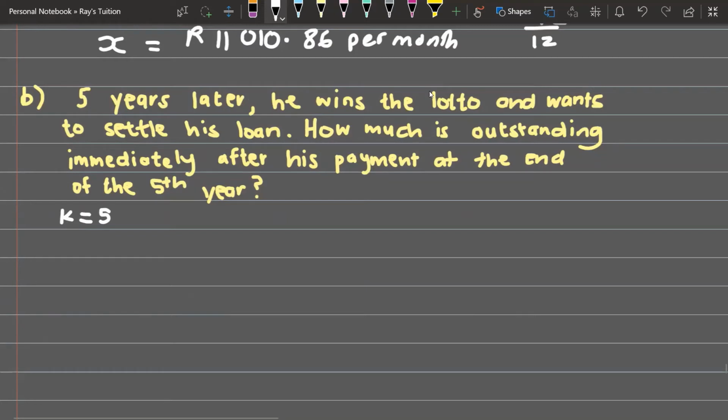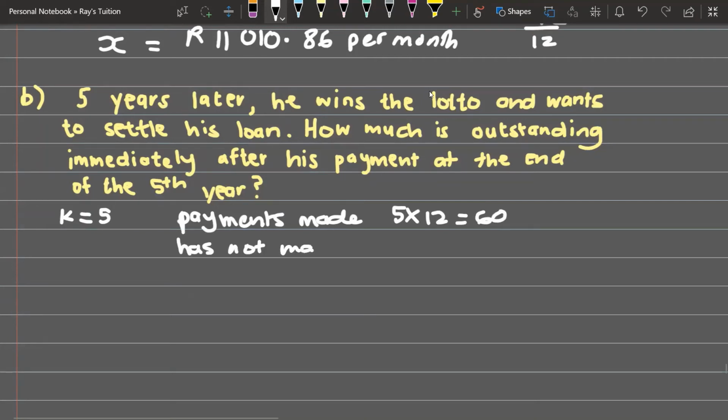So we have two ways of doing it. We can either calculate the present value of the payments he hasn't made. So the payments he has made, he made 5 times 12, so he's made 60 payments, and the payments he has not made is the remaining, so it's 15 times 12, which is 180.